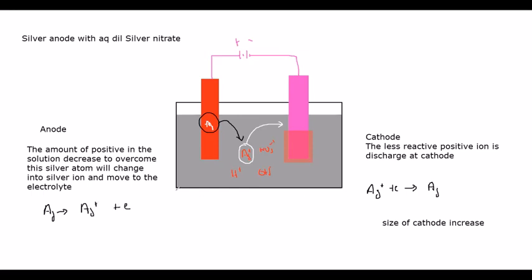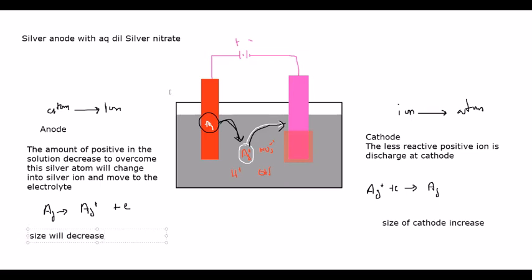You can see here the two equations are opposite of each other. In the first equation, at cathode, the ion was changing into atom. In the second equation, the atom is changing into ion during active electrodes. When one silver ion moves towards the cathode, at the same time one silver atom goes inside the solution as a silver ion. And we'll observe the size of the anode will decrease.